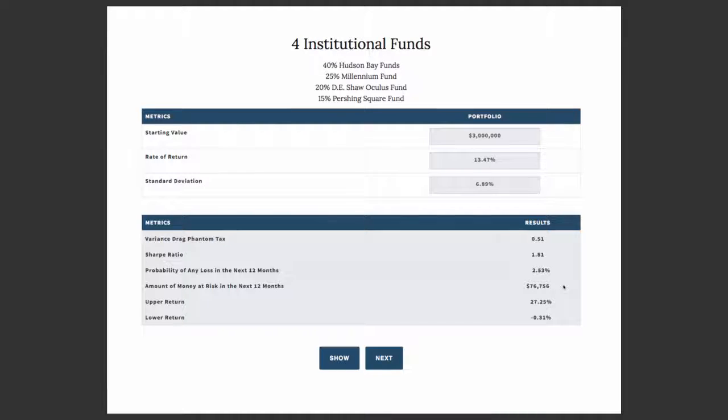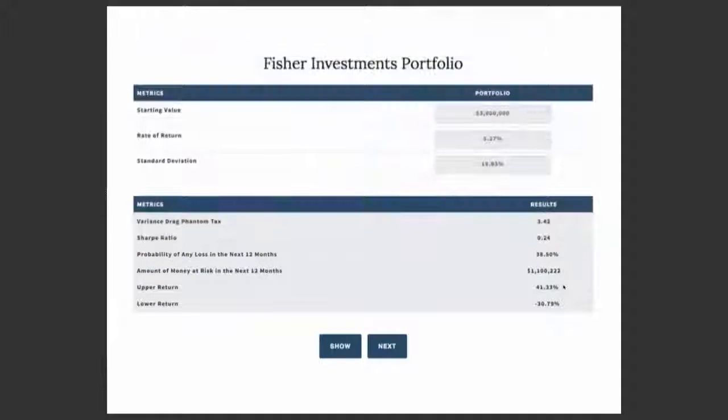And then here are 4 institutional funds. And by the way, we have access to all of these. So again, I'm showing this to you because you might have an interest in having us take a look. Now, I'm stopping at Fisher. Fisher does a great job of marketing. You see their ads everywhere. But it does a horrible job of managing money.